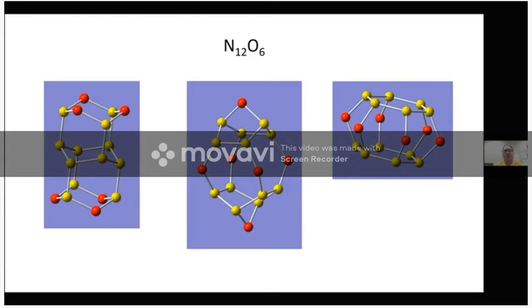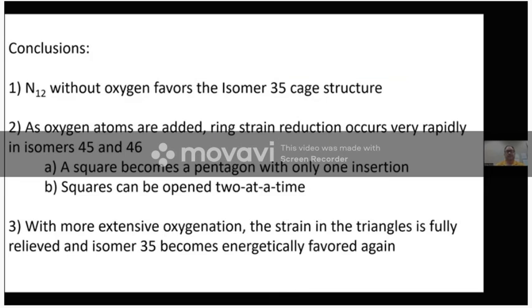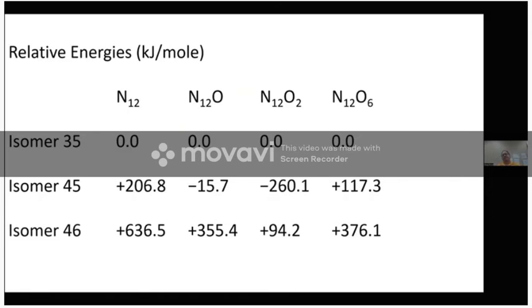But let's see what has happened. What has all of this additional oxygenation caused to happen to the relative energy? Let's go to the numbers. Oh, hello. Look what's happened. Isomer 3,5 with 6 oxygen atoms inserted into the structure has now taken back over as the most stable structure. Now, why did that happen?